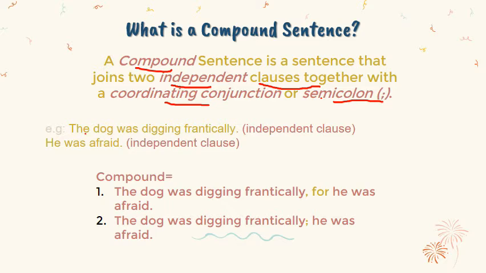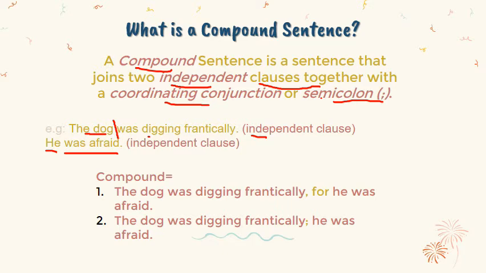For example, the dog was digging frantically. The dog, this is the subject, was digging frantically. This is the predicate. So this is a complete idea, complete thought. So this is one independent clause. He was afraid. This is the subject and this is the predicate. And it gives me a complete idea, so it is an independent clause. Now, what are we going to do? We are going to join these two independent clauses together to make one compound sentence.